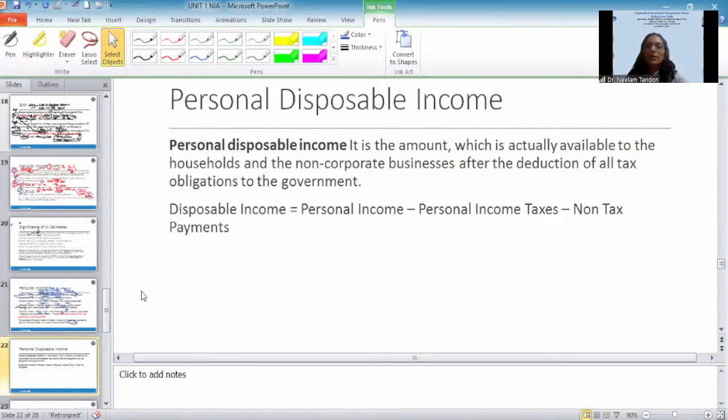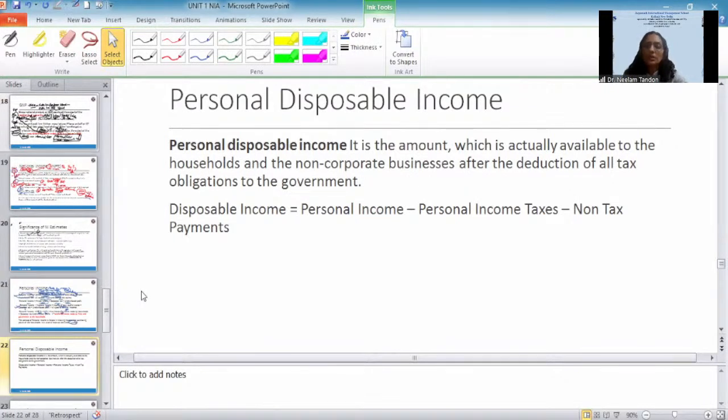So how will you get personal disposable income? You already know how to get personal income. From personal income, you deduct all your taxes and all other non-tax liabilities. If you have any tax liability, or any non-tax liability you have taken from someone, you are liable to pay to that person. Whatever financial obligations you have, you pay for that, and whatever remaining amount is there with you to spend or to save is personal disposable income.